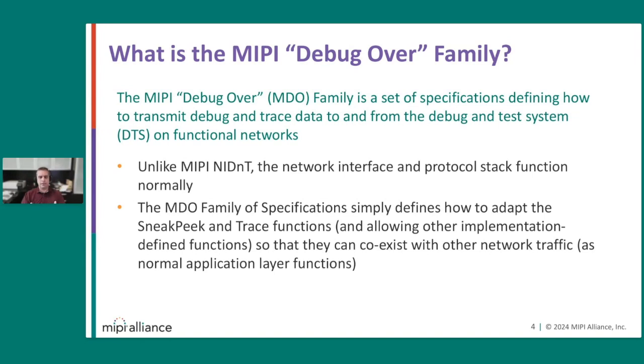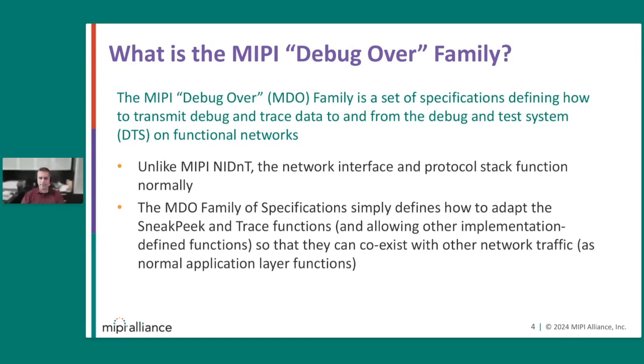So when we talk about debug over, we're talking about putting our debug protocols across. For example, from a MIPI perspective, we have SneakPeek for control, and various different ones for trace. So you can imagine these different types of debug messaging: SneakPeek, trace, maybe your own implementation-defined protocol. It's about how you map those protocols over. Again, take the example of USB: how do I put that into USB packets and bring it across that USB network, potentially along with other non-debug traffic, and how does that all exist together.